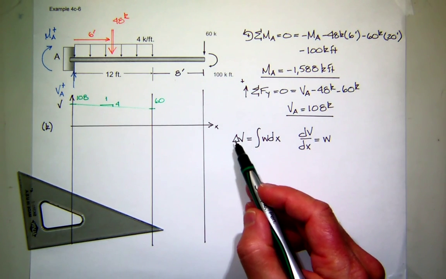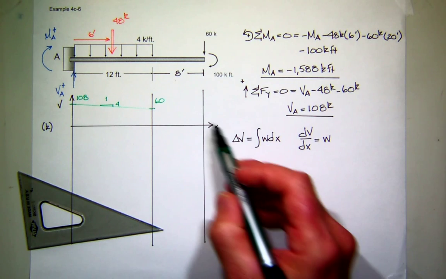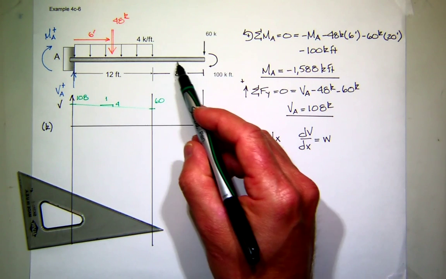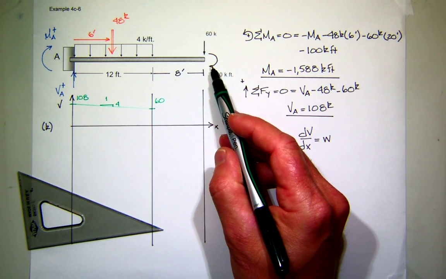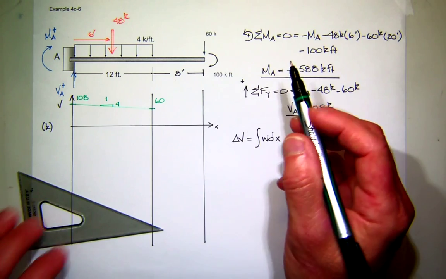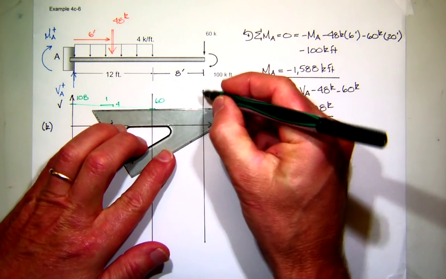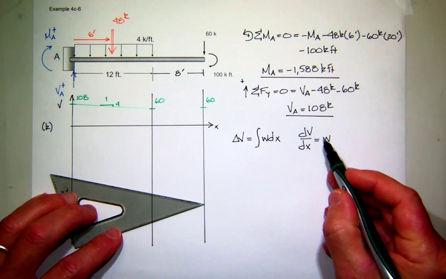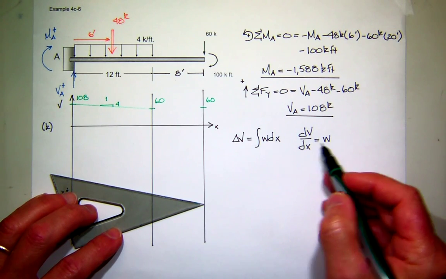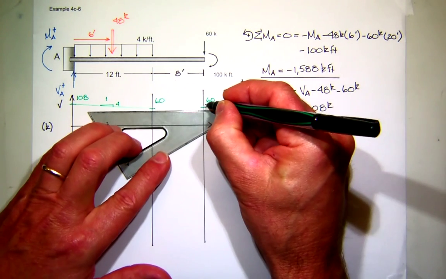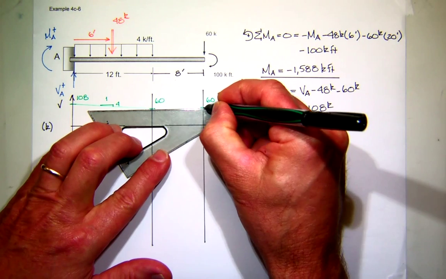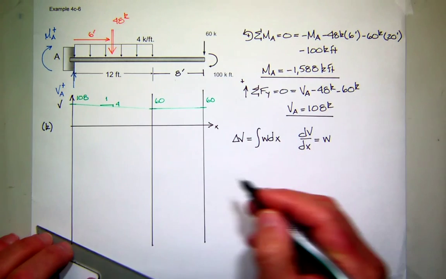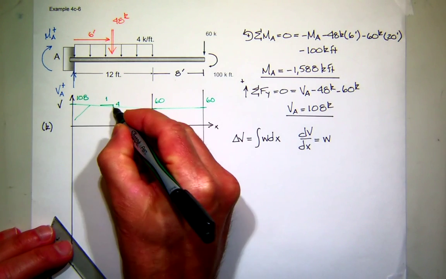The change in shear is the area under the load curve. What's the area under the load curve for the next 8 feet? There is none, 0. So that means my value stays at 60. The slope of that curve is given by the load, and the load is 0, so we have a 0 slope. So that section is rectangular. So there's my shear diagram.